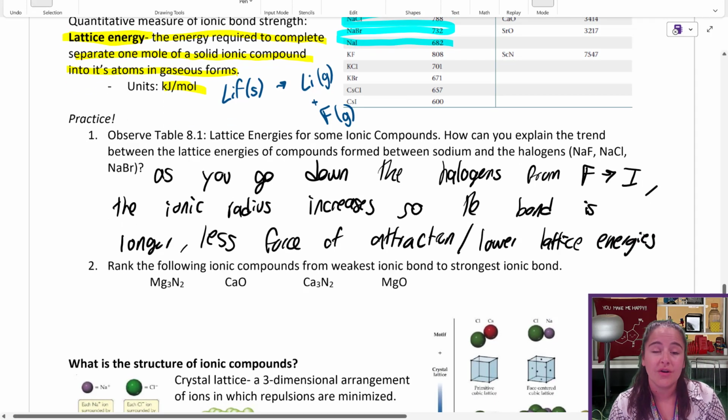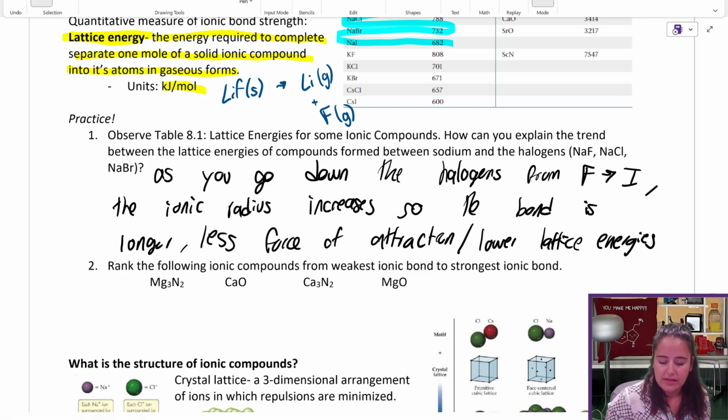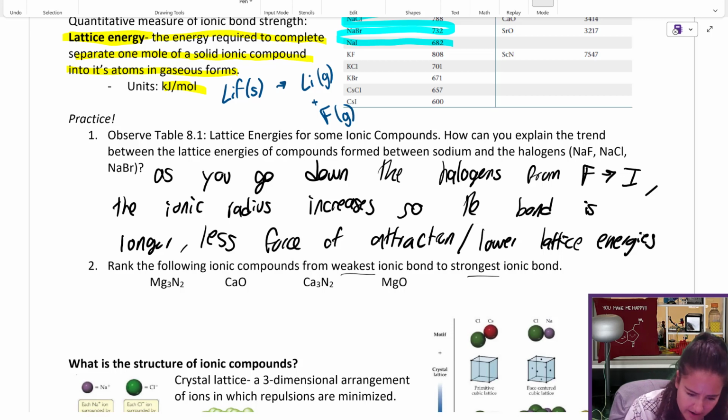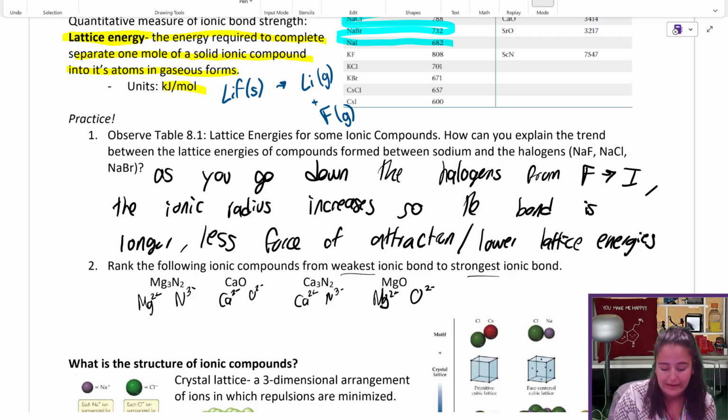Okay, going back to atomic radius and Coulomb's law. Let's see. If we're going to rank these from the weakest bond to the strongest bond, we need to consider the charges of these ions. So I'm going to write those in real quick. Mg is Mg2+, nitrogen is N3-, calcium's a 2+, oxygen is a 2-.